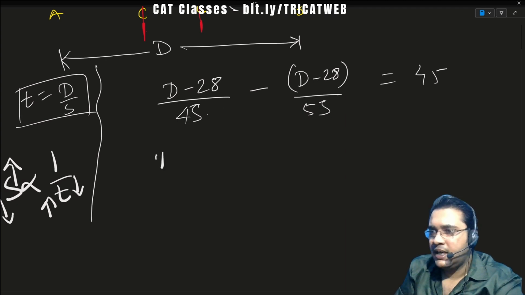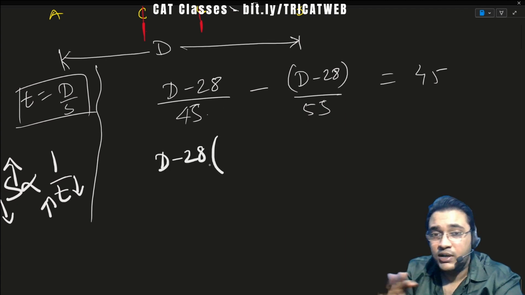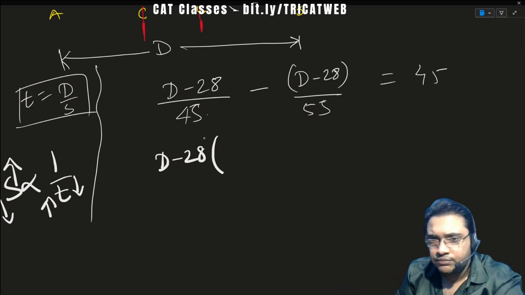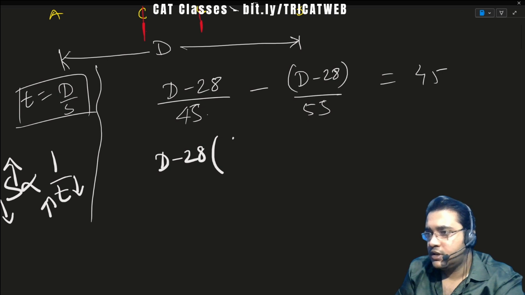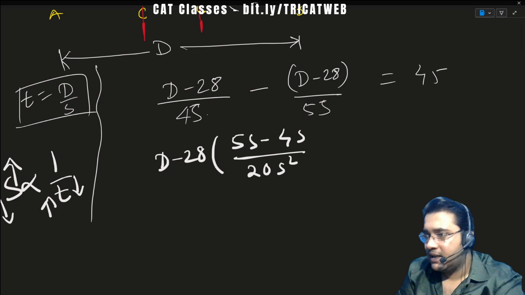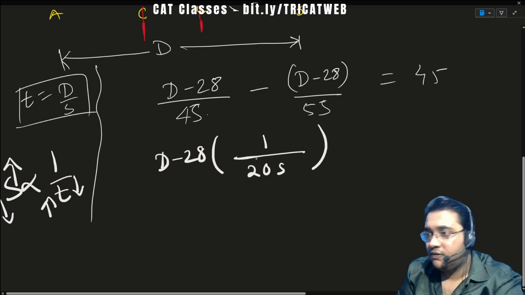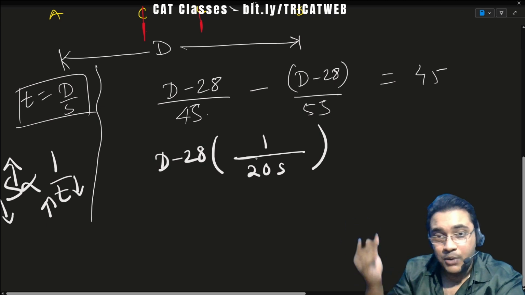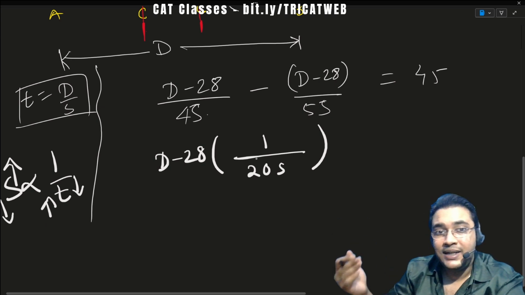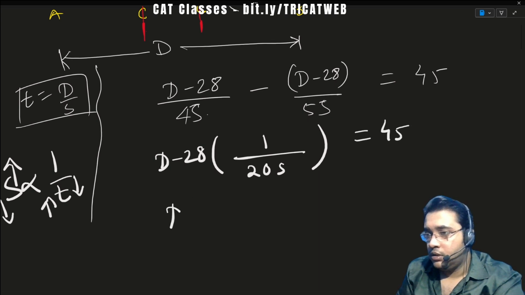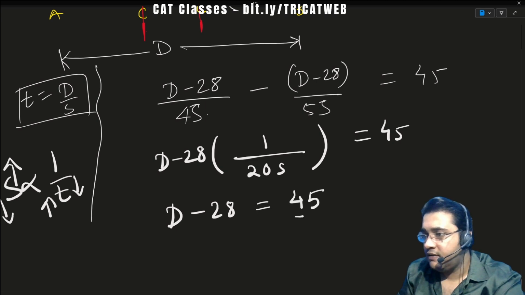Just take d minus 28 common. This is going to be elaborate, I'm telling you. Okay, this will take some time, so please pay attention. D minus 28 common, so this is 5s minus 4s upon 20s square. Now 5s minus 4s is s upon 20s square, which is going to be 1 upon 20s. That is equal to 45. So d minus 28 is going to be 45 upon 60.